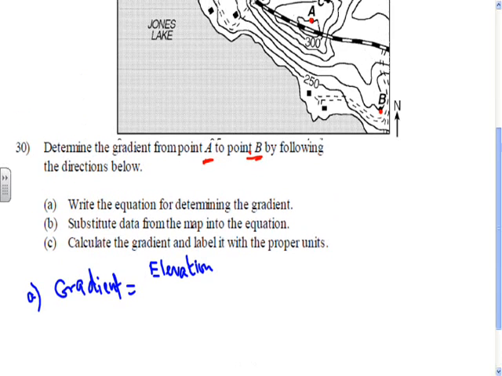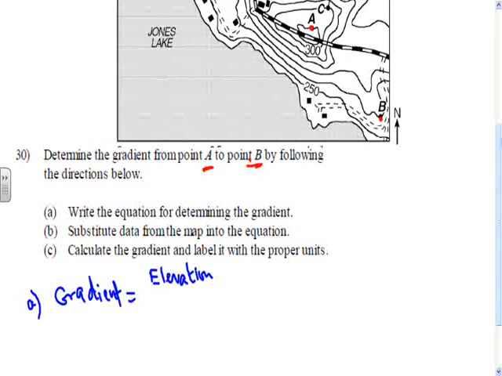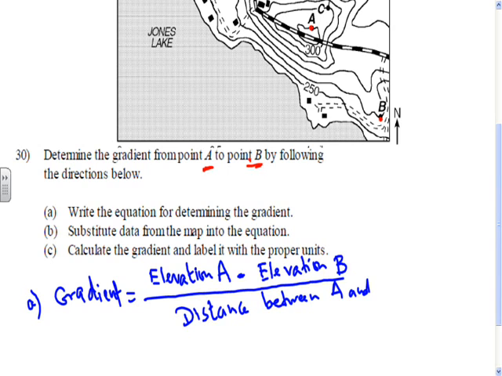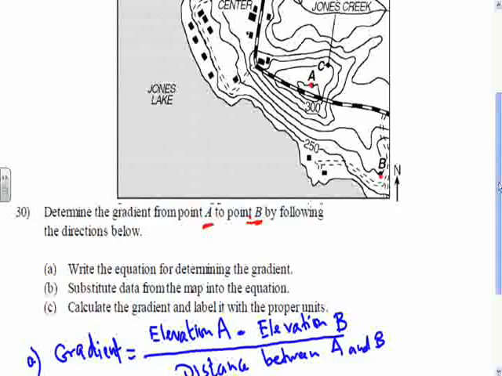Of course you have to see which one is bigger, but I think A is bigger, so you start with the biggest one. Elevation of A minus elevation of B, divided by the distance between A and B. So first we need to find the elevation of A and the elevation of B.